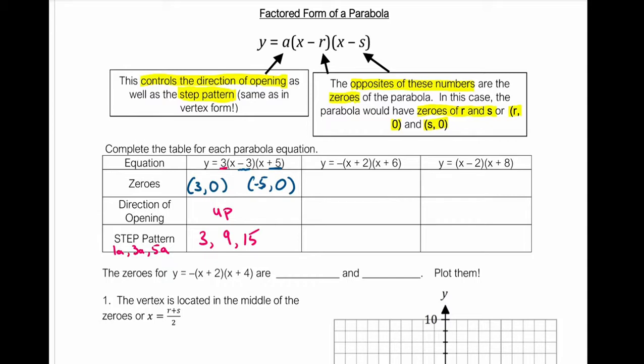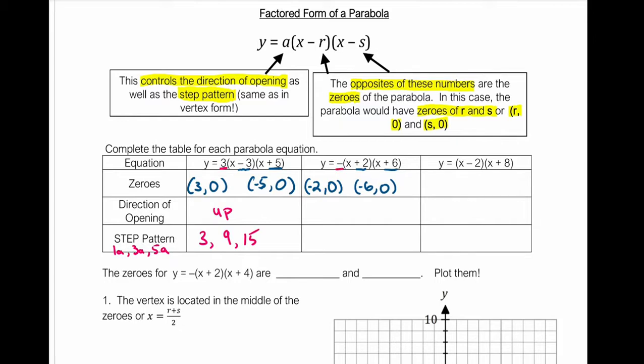Moving on to the next example, y equals negative times x plus 2 times x plus 6. So we can see the two numbers in the brackets. We're going to have two x-intercepts. In this case, x plus 2, because of that plus 2, it's actually minus 2. So minus 2, 0. Another plus 6, so that's actually minus 6 and 0. So there are two x-intercepts, the opposite of those two numbers.